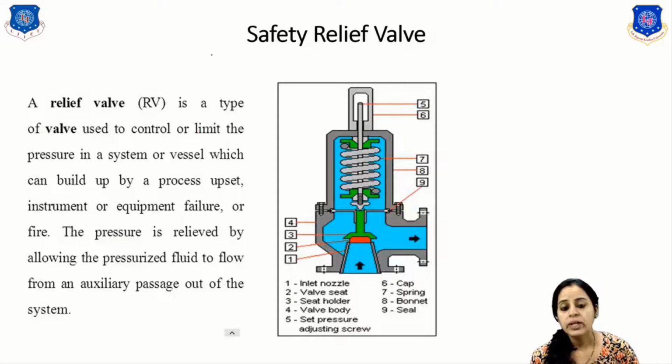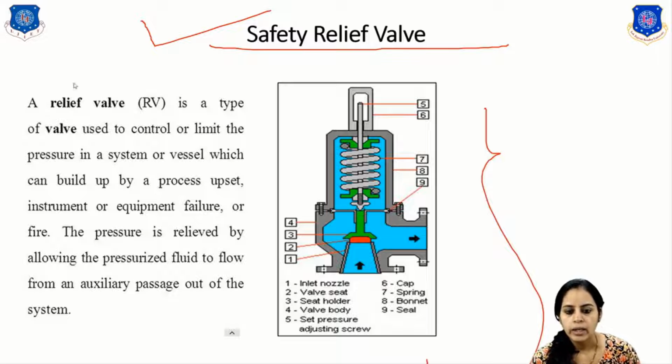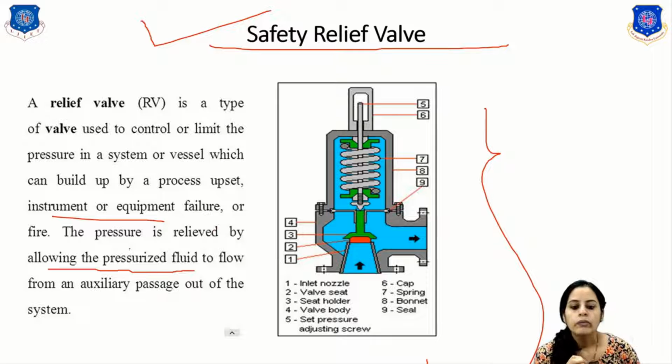Now, the next one is the safety relief valve. What do we mean by safety relief valve? Here you can see the figure given. It is a type of valve used to control or limit the pressure in a system or vessel, which can build up due to process upset, instrument or equipment failure, or fire. The pressure is relieved by allowing the pressurized fluid to flow from an auxiliary passage out of the system.